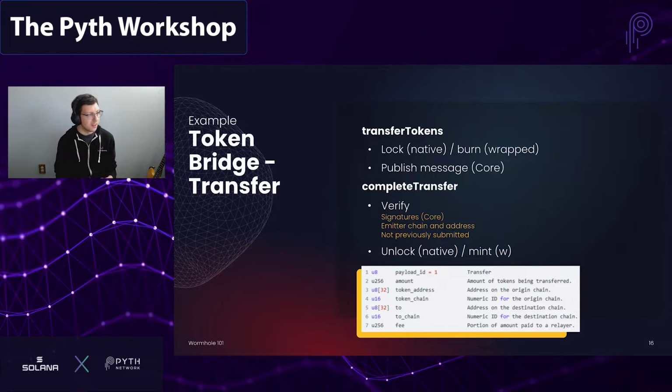Then once we receive that message, we call complete transfer to complete it on the other chain. So this would verify the signatures, make sure that it received 2/3 majority of Guardian signatures. That's done via the core layer. And then they can validate that it came from a legitimate token bridge on the other chain and that it wasn't already submitted to avoid double spends. And the payload looks like I've detailed down here at the bottom. So it has the amount you're trying to transfer, token address, token chain, who you're trying to send to on the destination chain, what chain that is, and then a fee that can be paid.